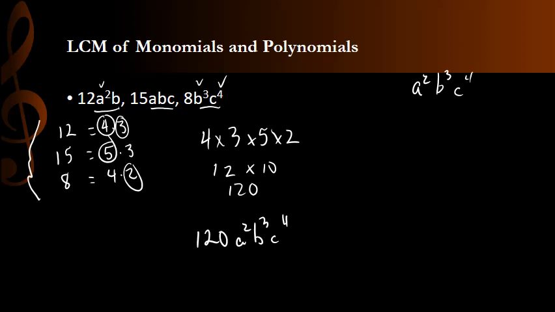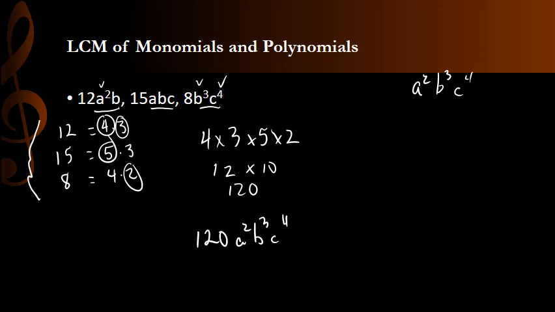This is the tricky part right here, trying to come up with that. You know, 12 could have been 2 times 2 times 3, and 15 still remains 5 times 3, and then 2 times 2 times 2. Then we'd have been picking what we see the most times. This particular one worked out fairly easy.